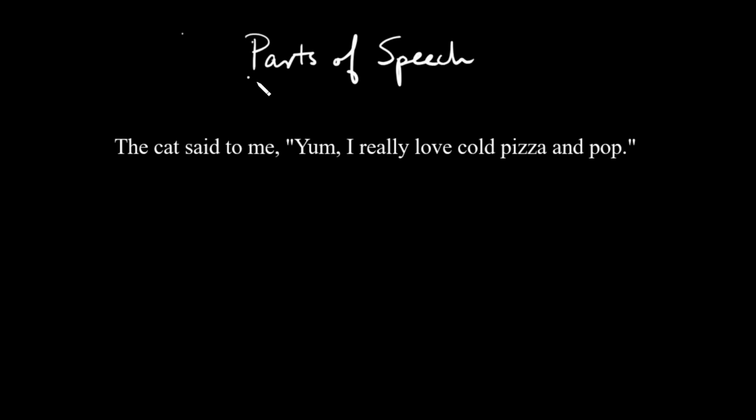Let's talk about parts of speech, and I thought we could introduce all the 8 parts of speech just by having a look at a couple of sample sentences here. So we have 2 sentences kind of joined together, and we'll start here by looking at the nouns. So the nouns are the first part of speech, and a noun is a person, place, thing, or idea. So you can see here that we have 3 nouns. We have cat, and we have pizza, and we have pop.